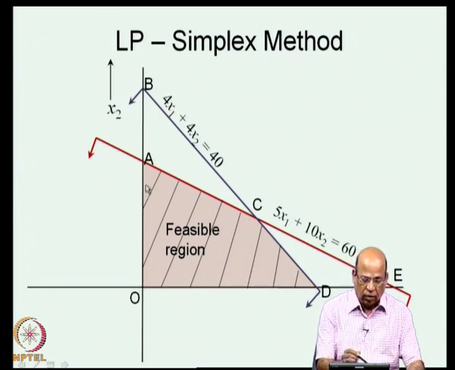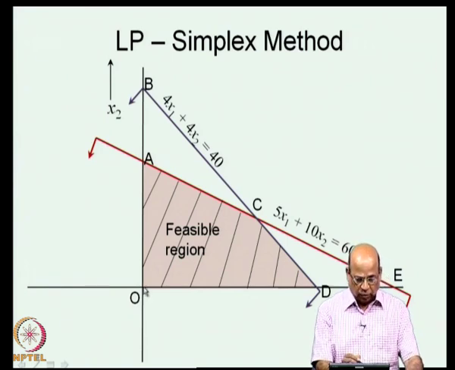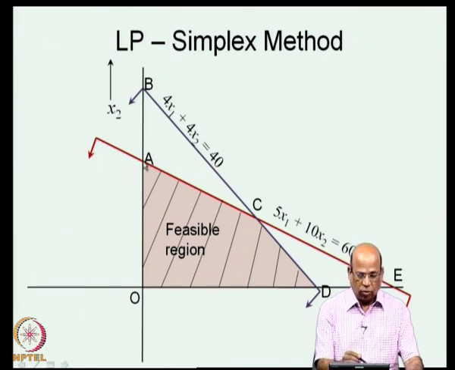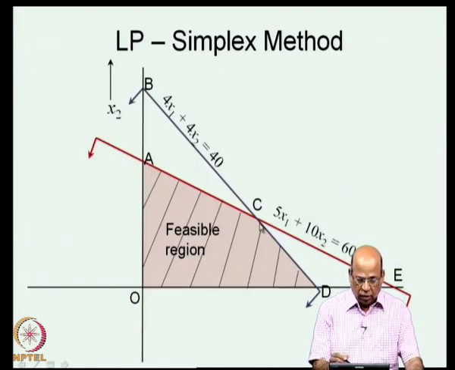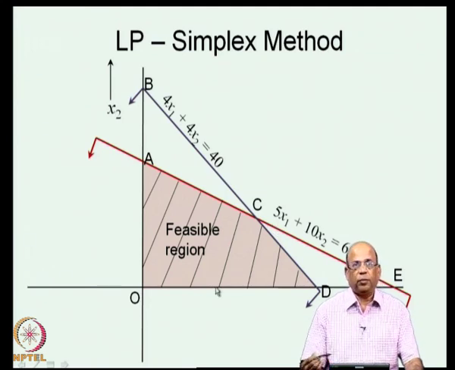Why are they basic? Because you have set 2 variables to 0 to obtain this solution. In this case, you obtained it by setting x1 equal to 0, x2 equal to 0, and in this case you obtained it by setting x1 equal to 0 and maybe x3 equal to 0. Like this, each of these corner points are basic solutions and they are also feasible solutions. So, these form the basic feasible solutions.